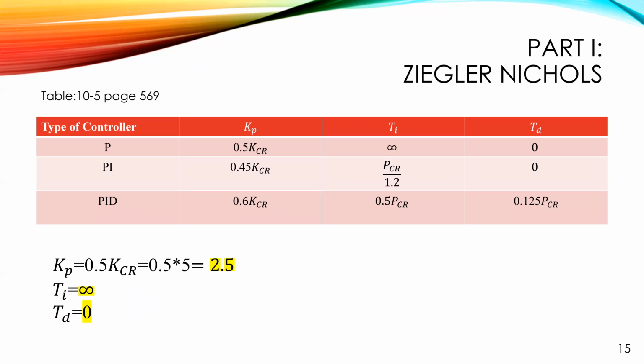For part I, we determine our P-only block K parameter to meet desired specifications. For KP, we got 2.5. We added in the table per our textbook so we could solve for this, and this will help determine our next parts as well. And I'll take you through that now.